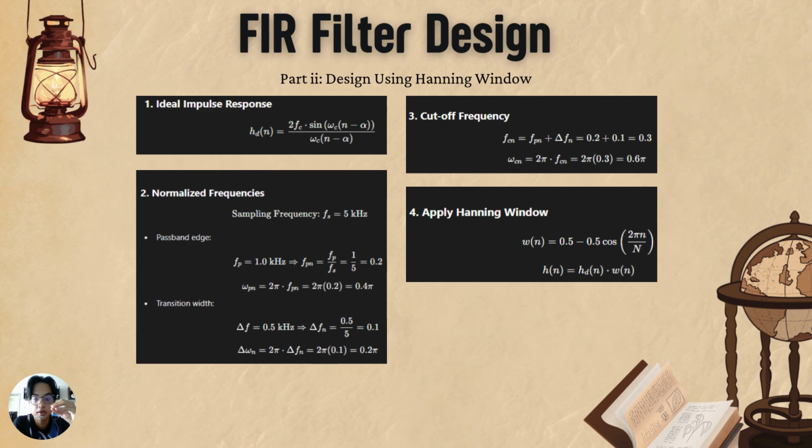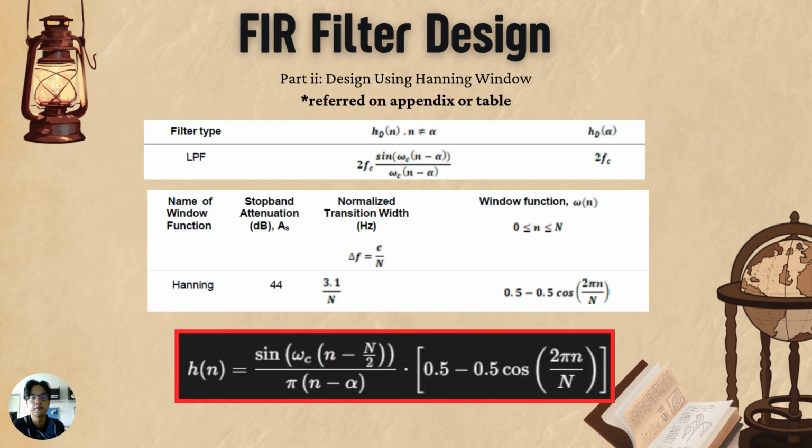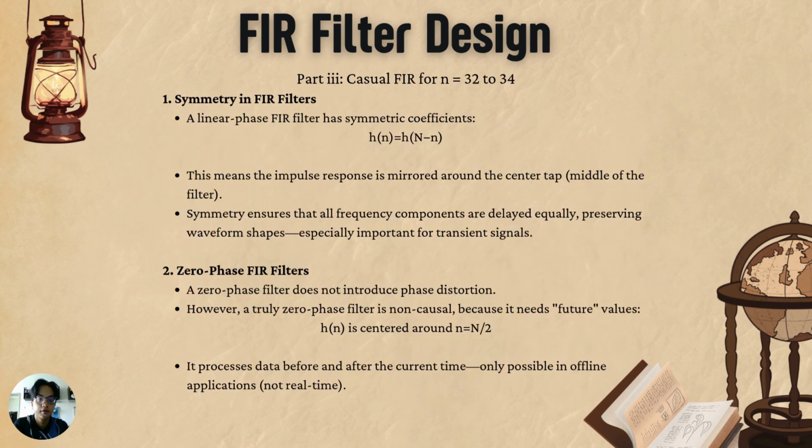And then we apply the Hanning window, where h(n) equals hd(n) times w(n). For the Hanning window, w(n) equals 0.5 minus 0.5 cos(2 pi n over N), which we also obtain from the appendix and table. For this filter, we get h(n) equals hd(n) multiplied with w(n): the ideal response multiplied with the Hanning window. For the table reference, we then have to find the causal FIR for n from 32 to 34.